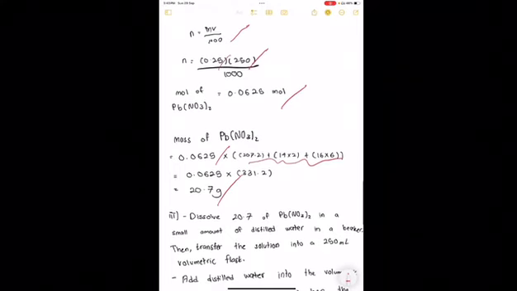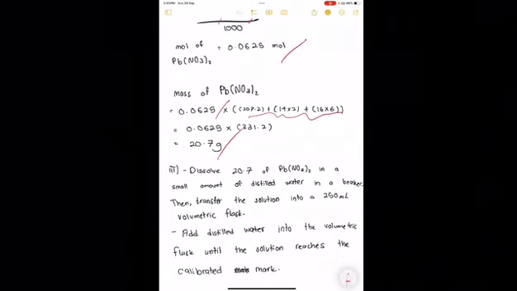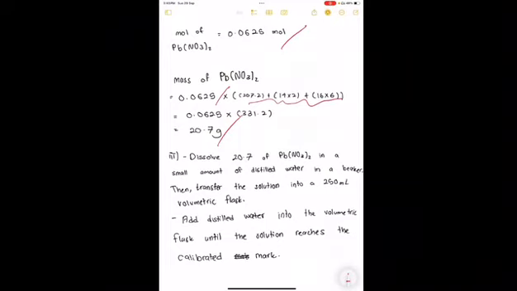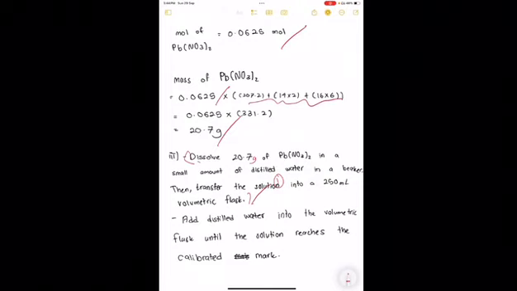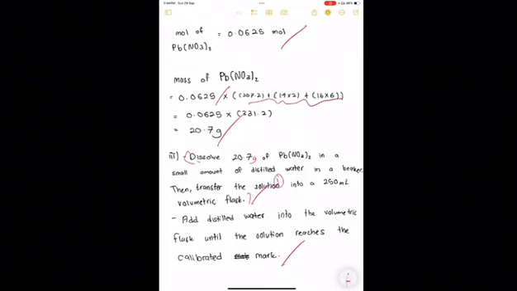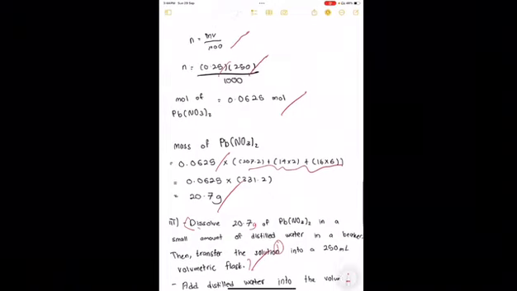Then the second question, question 2, they want the two main steps, so we can use this. First, we dissolve 20.7 gram of Pb(NO3)2 in a small amount of distilled water in a beaker. Then transfer the solution into a 250 ml volumetric flask. So here is the first step, so 1 mark over here. Then the second step is add distilled water into the volumetric flask until the solution reaches the calibrated mark. So 1 more mark over here.